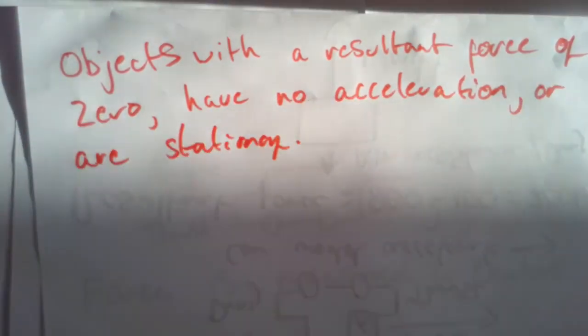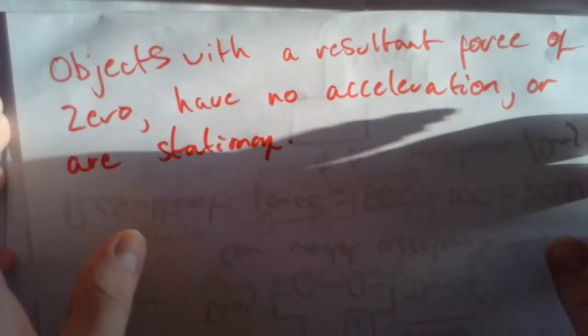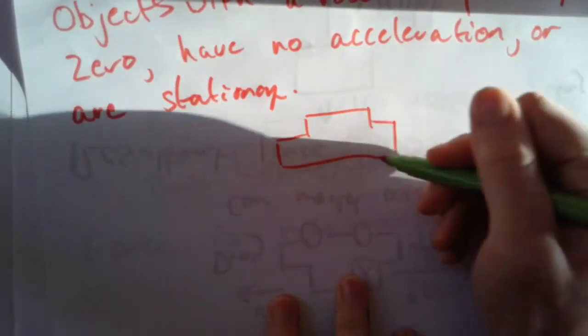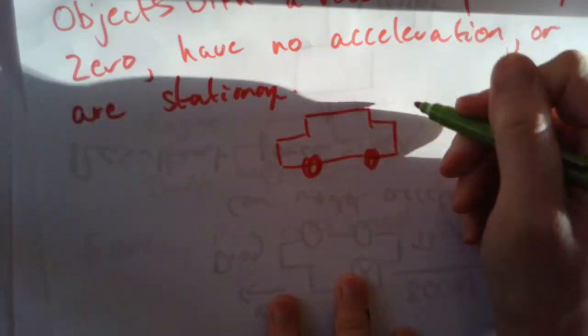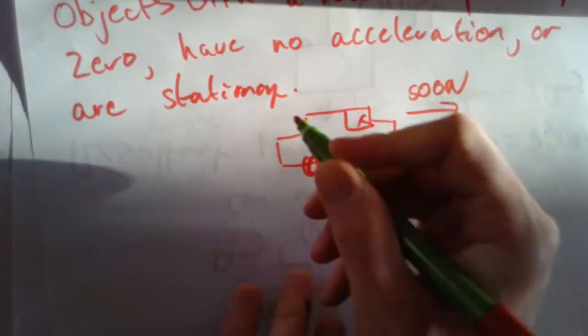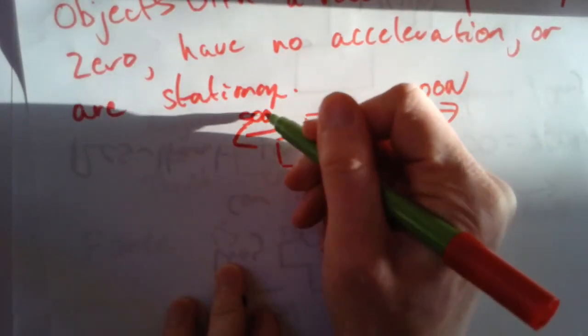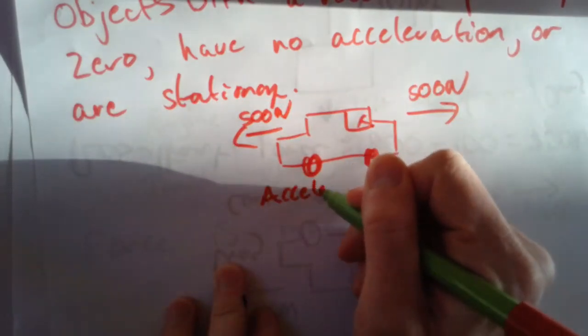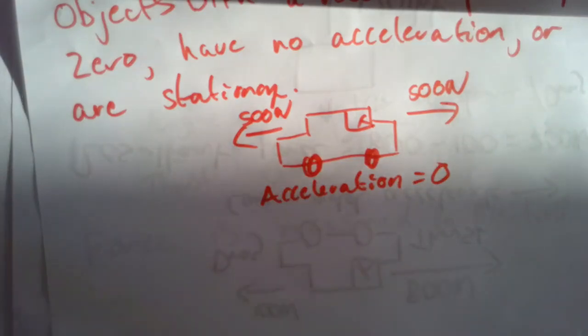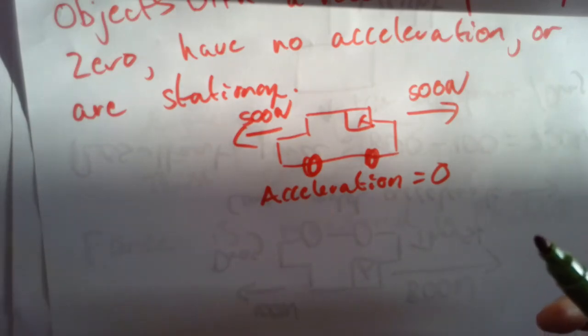Which means that if there's no overall force acting on an object, it stays where it is or stays travelling at the same speed. So if your car has 500 newtons of force going this way and 500 newtons going this way, its acceleration equals 0. And that could be to say that the car is not moving at all, but more likely it means that it's travelling at a constant speed.